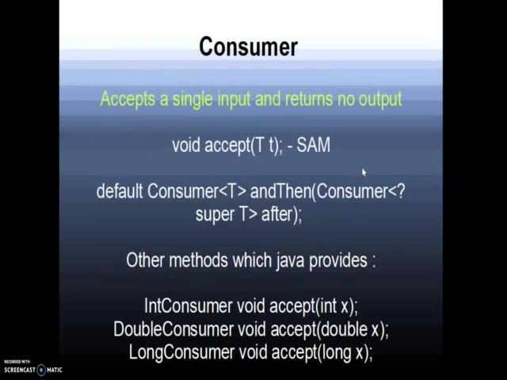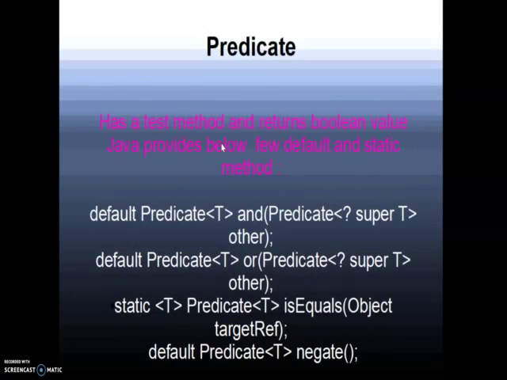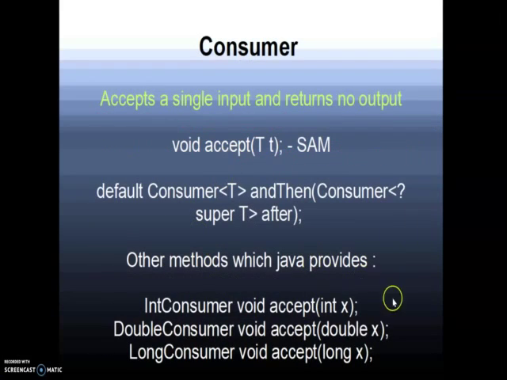What is consumer all about? Consumer, as the name suggests, accepts a single input and returns no output. Java provides two methods in the consumer interface, accept and andThen. Accept is a simple abstract method. And there are other versions which Java provides, as you can see below: in consumer, three versions of accept, which take different input arguments and return different results.